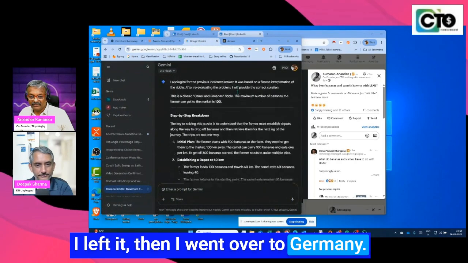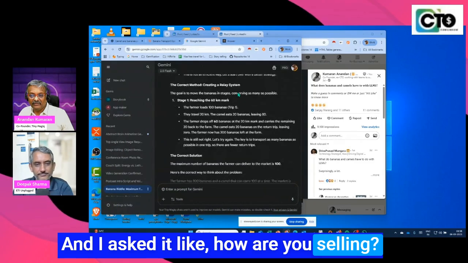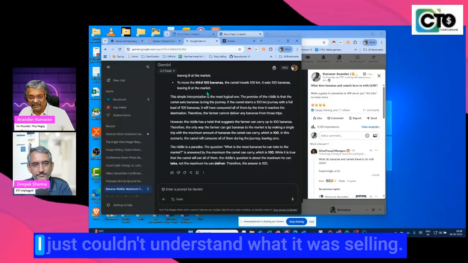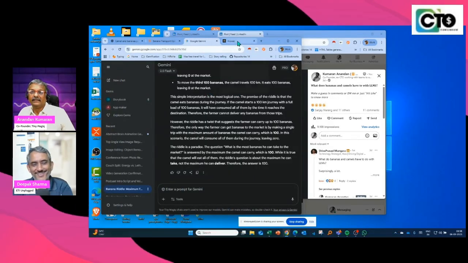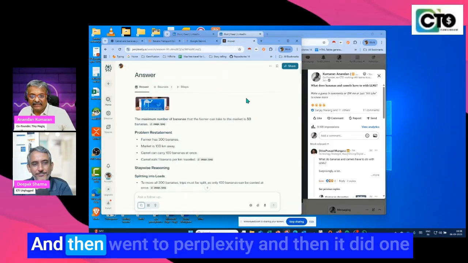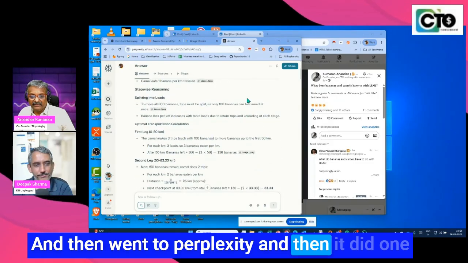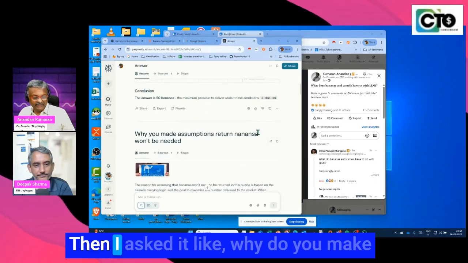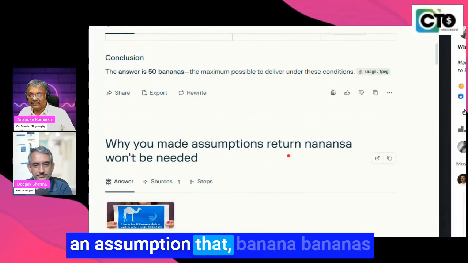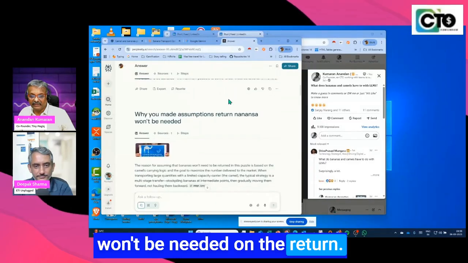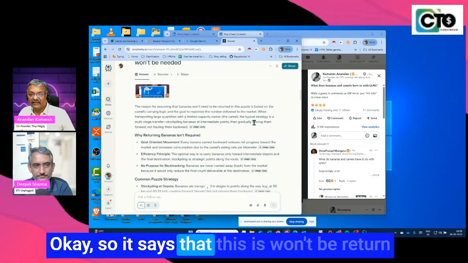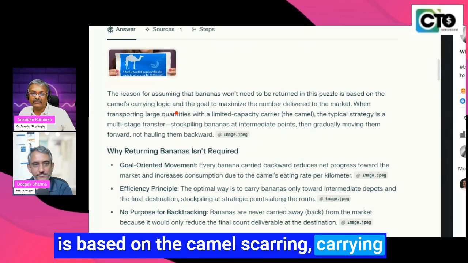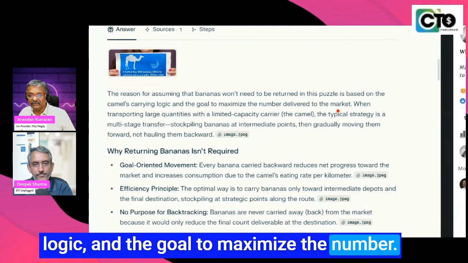Then I went over to Gemini and asked it how it is arriving at the maximum. It does a calculation and it's beyond my comprehension. I just couldn't understand what it was telling. I just left it. Then I went to Perplexity and it did one calculation and says the conclusion is 50. Then I asked it, why do you make an assumption that bananas won't be needed on the return? It says this is based on the camel carrying logic and the goal to maximize the number.